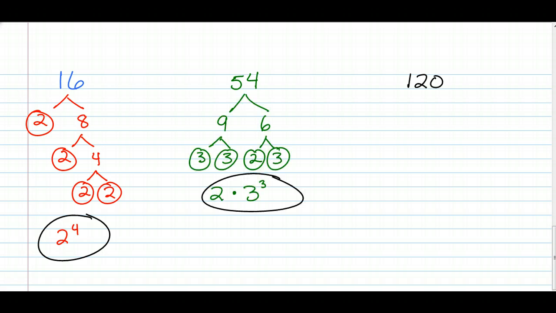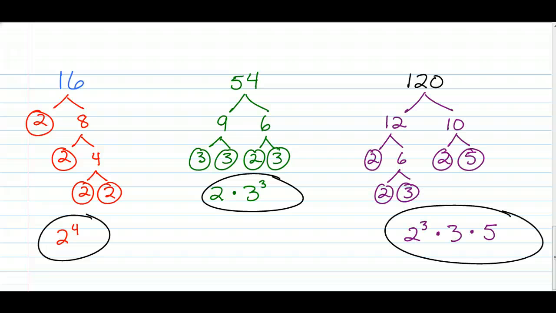Here we are, 2 times 3 to the 3rd power. All right, check your work. If you did something wrong, do you understand what you did wrong? All right, let's go to the last one. Prime factorization of 120. Pause, and then check your answers. All right, and the final answer here, 2 to the 3rd power times 3 times 5.